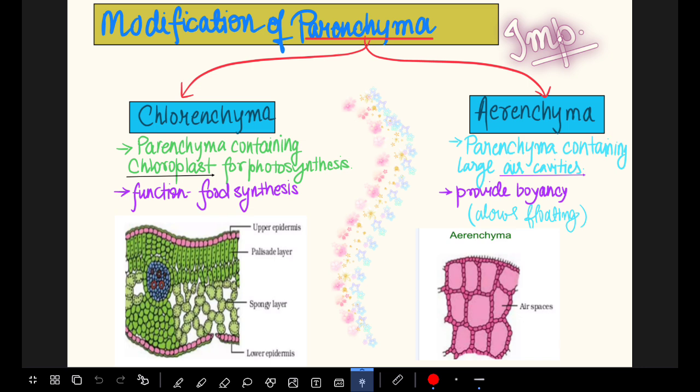This you can see, this is chlorenchyma, containing cells which contain chlorophyll and chloroplast. And this is the aerenchyma. They have air spaces. These are the cells, and these cells have some air spaces.